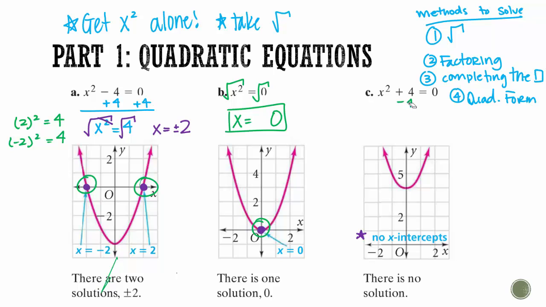Now with this one, got to get x squared by itself. And then I got to take the square root. And when I try to take the square root of this, I cannot take the square root of a negative number, so this has no solutions. And we can see that if I was to graph this, it's not going to cross the x-axis. So let's try some more.